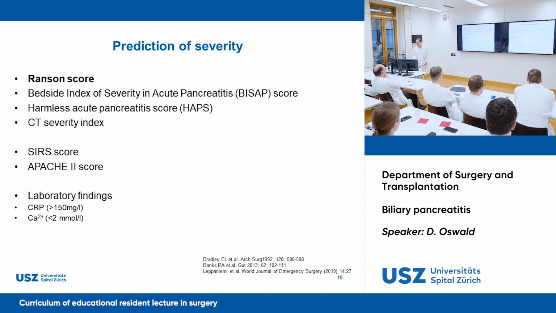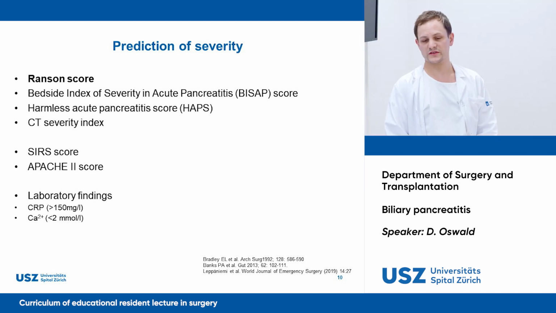There are some laboratory findings, such as a highly elevated CRP over 150 or a low calcium, that are suspicious for necrosis and therefore for a severe course of the disease. But after all, in summary, there is no gold standard prognostic score at the moment.